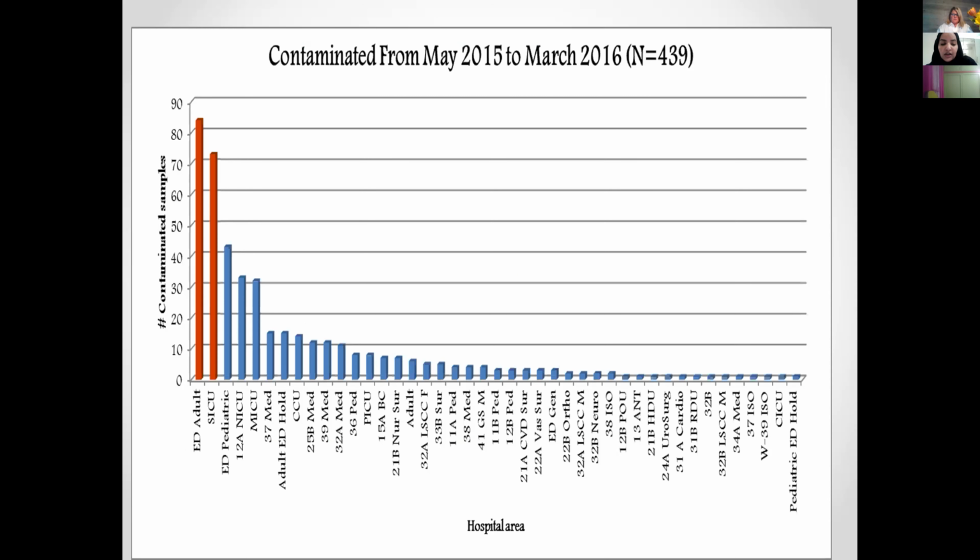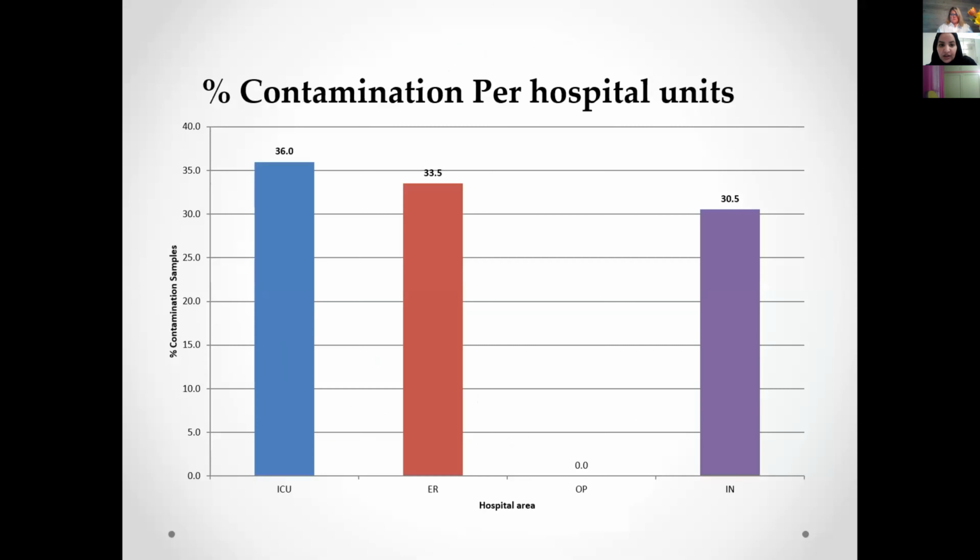We found that the number of contaminated samples was highest in adult emergency, followed by surgical ICU. Then we aggregated the data by department, and we found that emergency and ICU had almost the same rate, 33% to 36%, compared to inpatient, which was 30%, and outpatient was zero, because usually we are not receiving patients with bacteremia or fever.